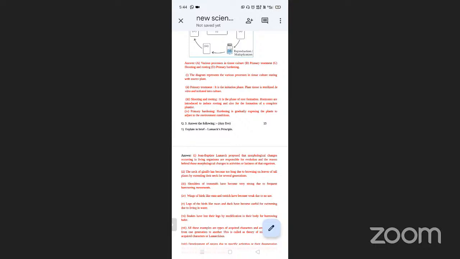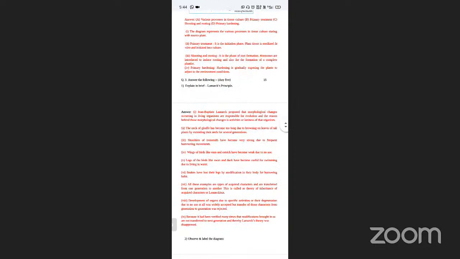Explain in brief Lamarck's principle, or it can be asked, explain Lamarckism. It is one and the same question. I have written it point wise. Point number 1, Jean Baptiste Lamarck proposed that morphological changes occurring in the living organisms are responsible for evolution, and the reason behind those morphological changes is activities or laziness of that organism.